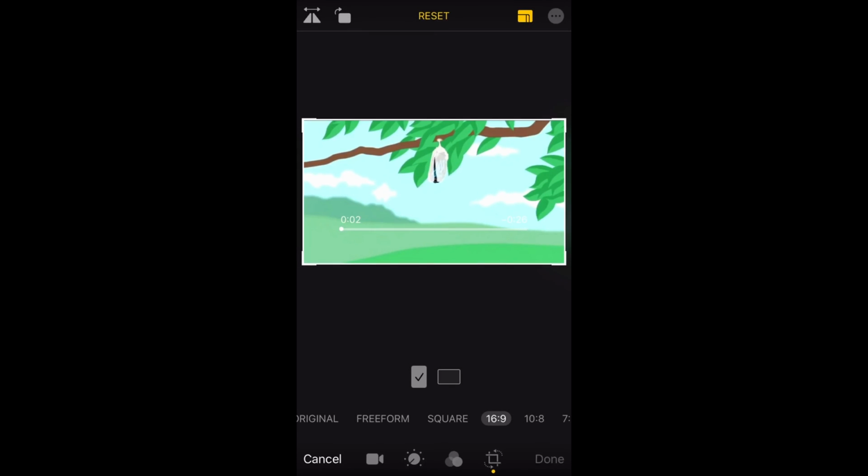Again, I don't know what you guys want. It's all up to you, but that's essentially how you get rid of the black bars on iMovie.